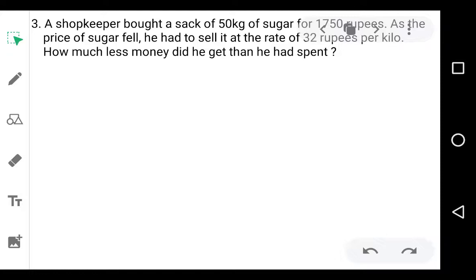A shopkeeper bought a sack of 50 kg of sugar for 1,750 rupees. As the price of sugar fell, he had to sell it at the rate of 32 rupees per kilo. How much less money did he get than he had spent? So here, cost of 50 kg sugar is 1,750 rupees. After the price of sugar fell, he sold it at 32 rupees per kg. So here what we have to find? We have to find how much money did he get less than he had spent.